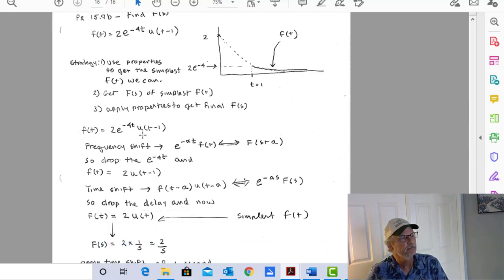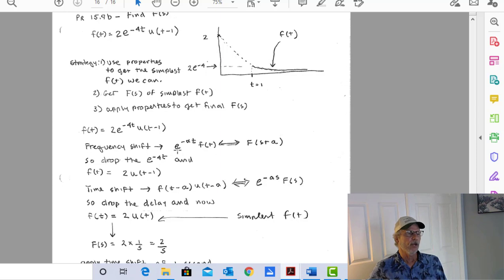We have f of t is 2e to the minus 4t times u of t minus 1. I'm going to start off by using the frequency shift property because it'll allow me to take this e to the minus 4t out. Now, just quickly, e to the minus alpha t times f of t is the frequency shift, and it's a good reminder that we are using complex exponentials, e to the j omega t.